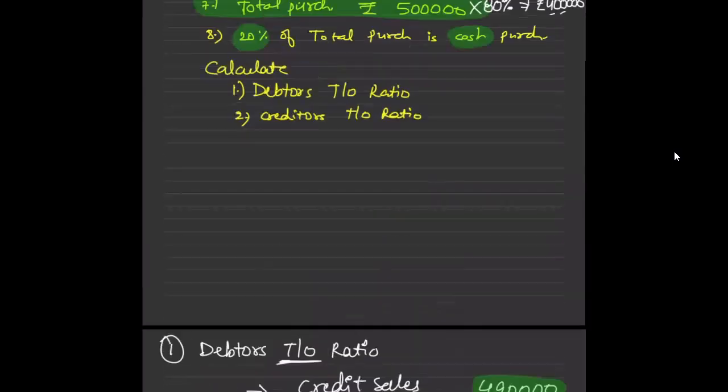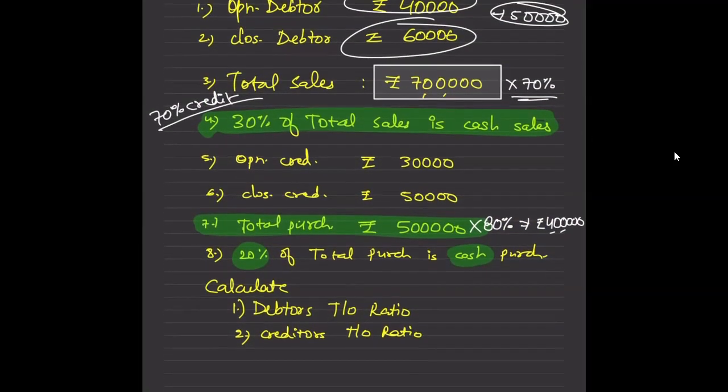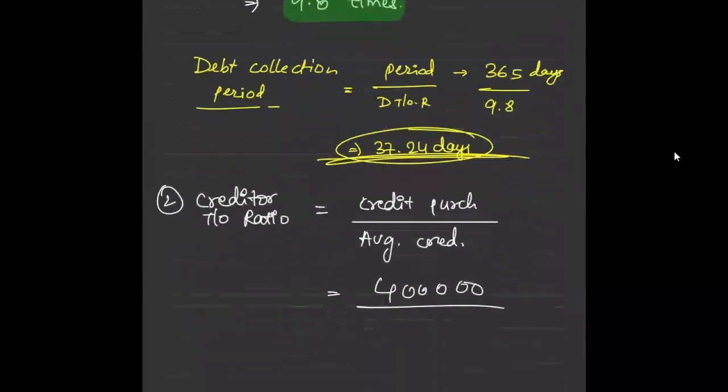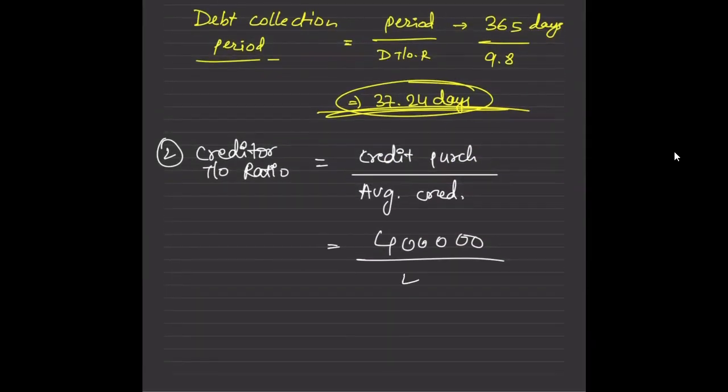What is the denominator? The opening creditors are 30,000, closing creditors are 50,000. So 30,000 plus 50,000, just doing the average, that would be 40,000. So 40,000 is my average trade payables. So 4 lakhs divided by 40,000 is 10 times.